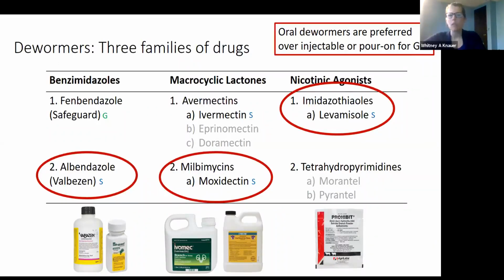Other important things when we think about dewormers are classes. If we develop resistance in a class, say we develop resistance to fenbendazole in our herd, it's very likely that albendazole will also not work as well. So if we're encountering resistance, we probably want to switch classes. We don't want to switch dewormers within a class. Very, very important concept.